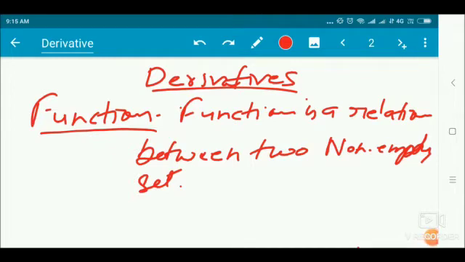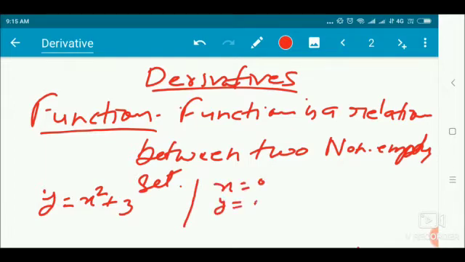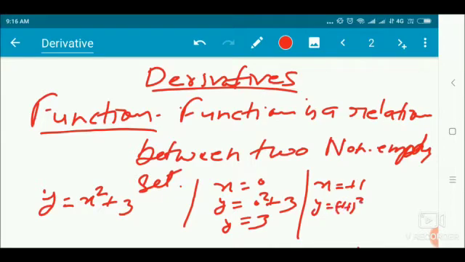Okay, now take one more example. y is equal to x square plus 3. So if I put x is equal to 0, I'll get y is equal to 3. If I put x is equal to plus 1, I'll get y is equal to 4. 1 square plus 3 is equal to 4. And if I put x is equal to minus 1, I'll get again y is equal to plus 4.